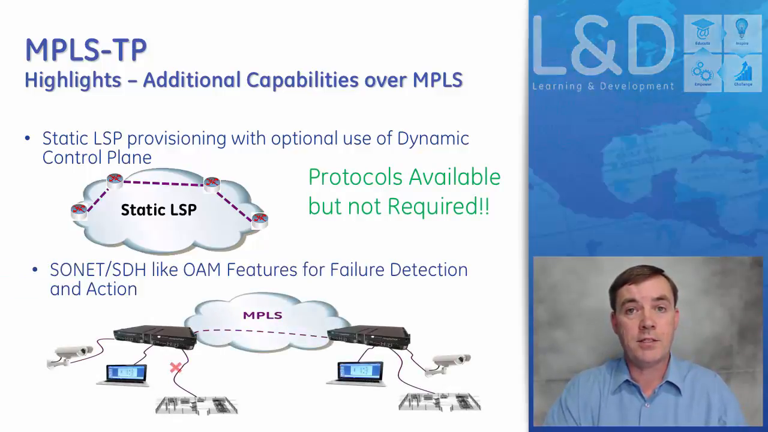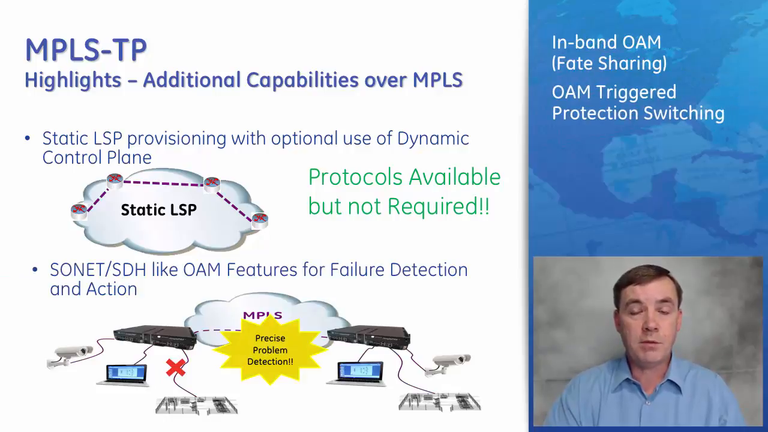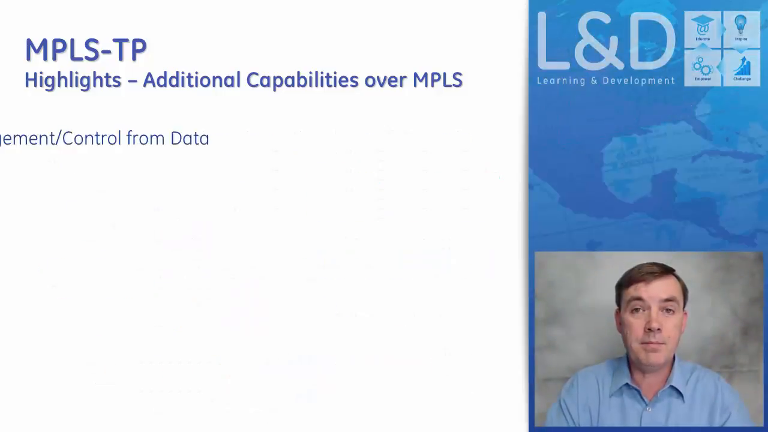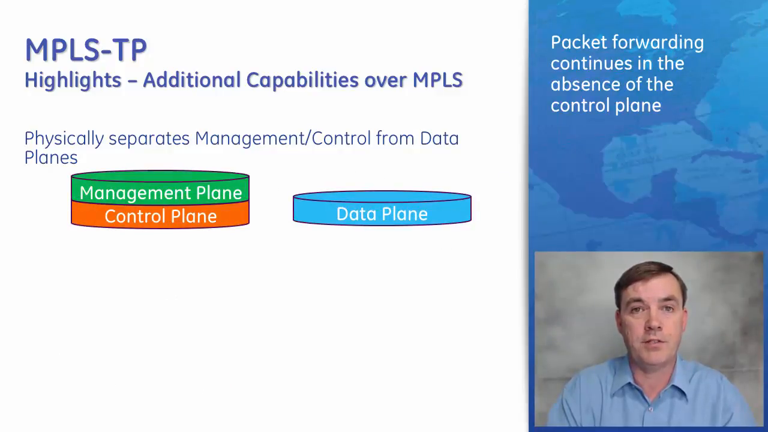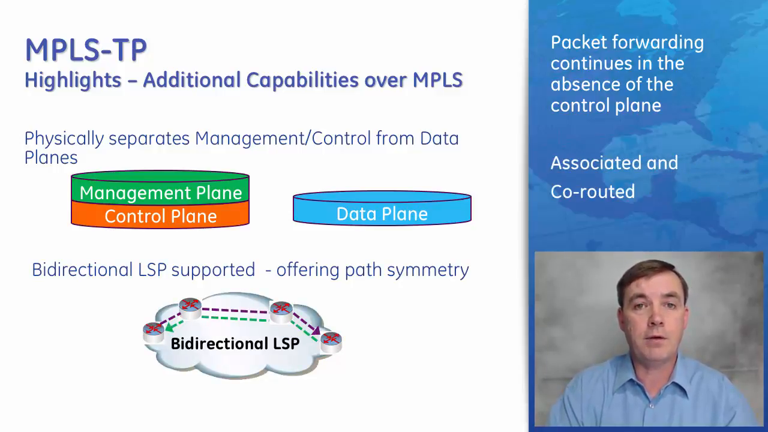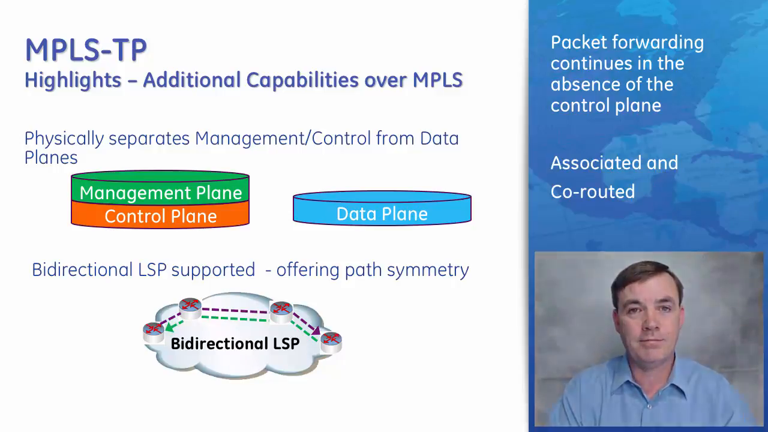OEM features from Sonnet SDH for failure detection and action are available in MPLS-TP. This means things like OEM, fate shared with the services and LSPs and pseudowires that are being monitored, as well as OEM triggered protection switching. MPLS-TP physically separates the management and control planes from the data plane. Packet forwarding continues in the absence of the control plane. In MPLS-TP, bidirectional support is introduced. This offers path symmetry, so you can now use bidirectional co-routed definitions of an LSP to ensure that the path out is the same as the path back.